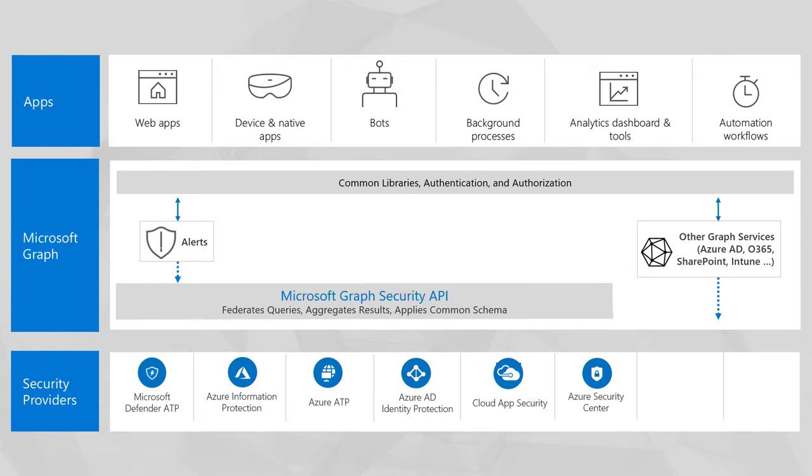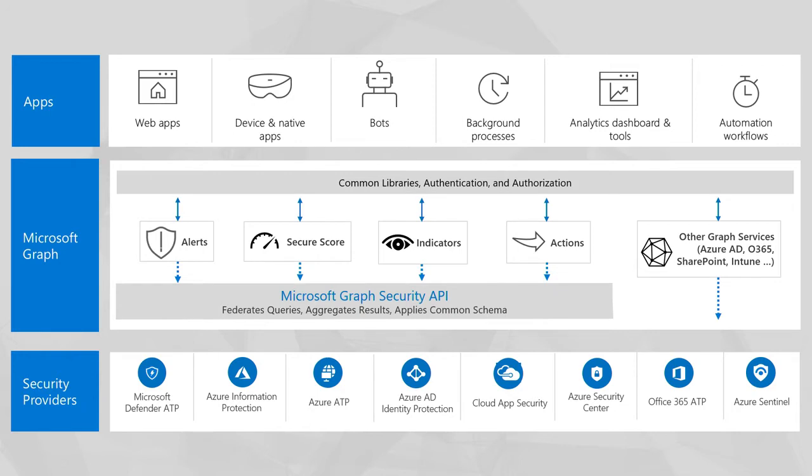And finally, Azure Sentinel, which is our cloud-native SIEM and SOAR solution that we announced recently. All of those data and alerts go into the Graph API, and then it gets aggregated and federated, and then published into a common format that then all of your client applications can leverage and take advantage of. Whether it's in the form of alerts, in the form of secure score, which is really how we show you how your environment security posture is today and how you can improve it.